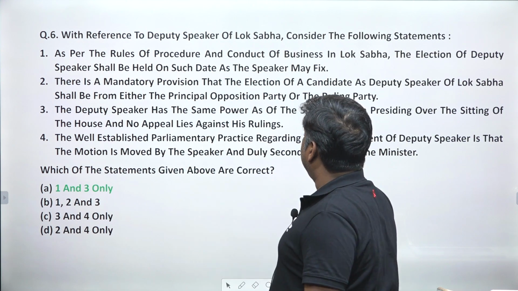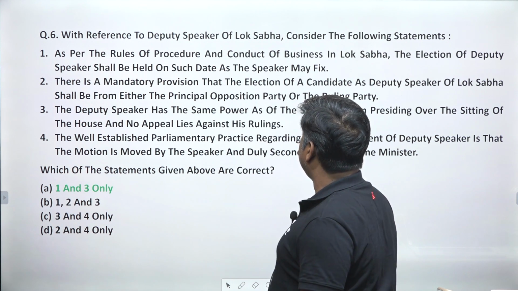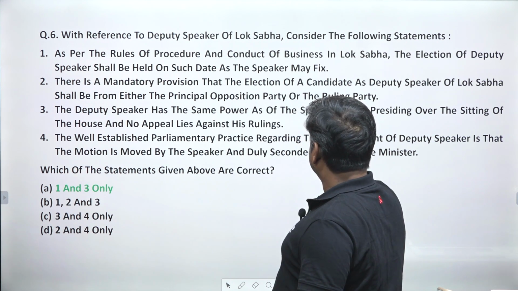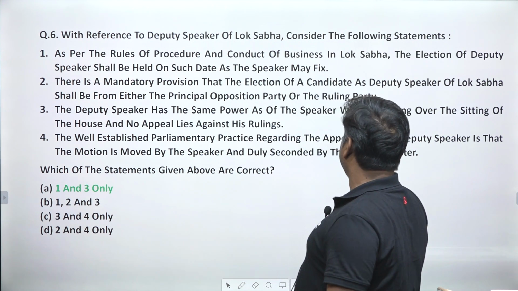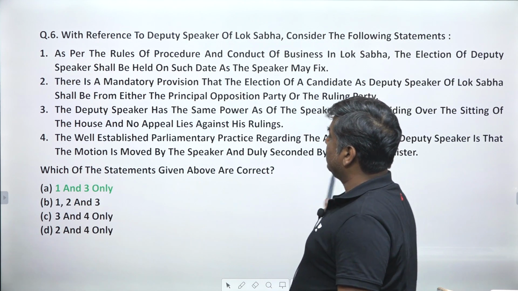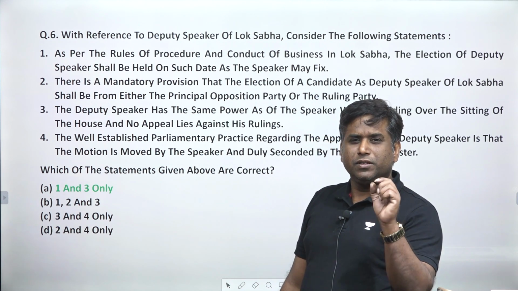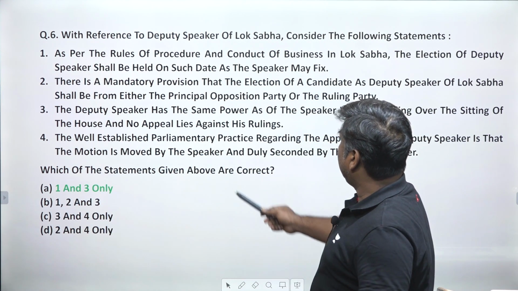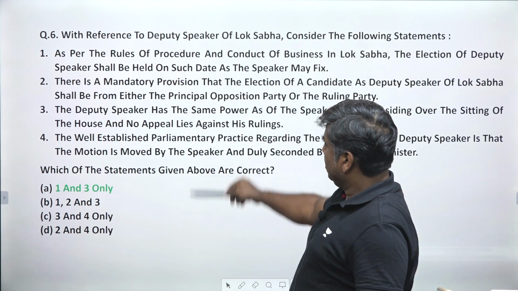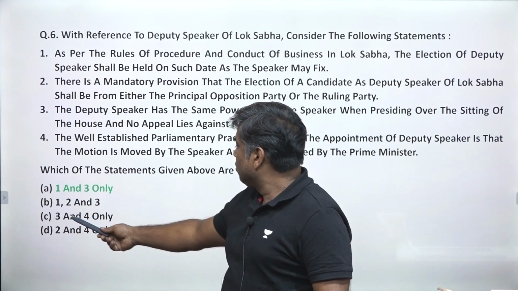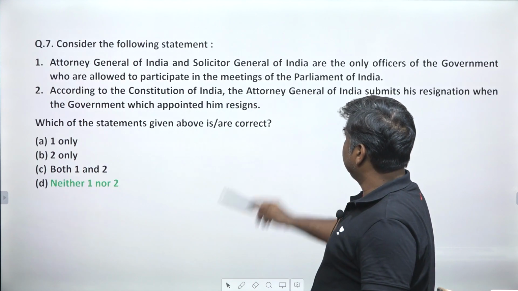The well-established parliamentary practice regarding the appointment of Deputy Speaker is that the motion is moved by the Speaker and duly seconded by the Prime Minister. Technically, there is no specific role of the Prime Minister. So, this is the catch point. Our answer should be 1 and 3. Guys, if you focus on the catch words, like here "mandatory" and here "Prime Minister", you can easily eliminate. So, 2 and 4 can be easily eliminated, and 1 and 3 is the remaining option.